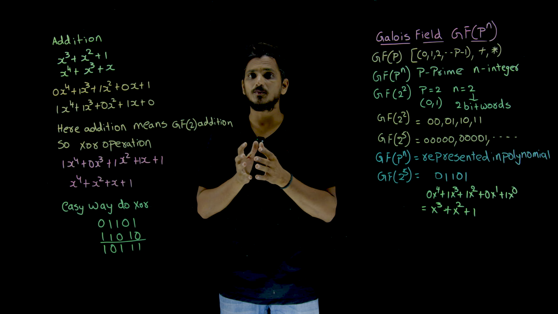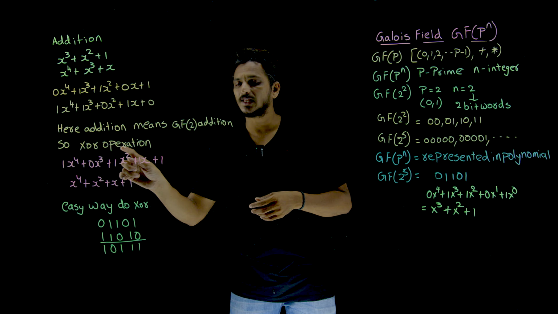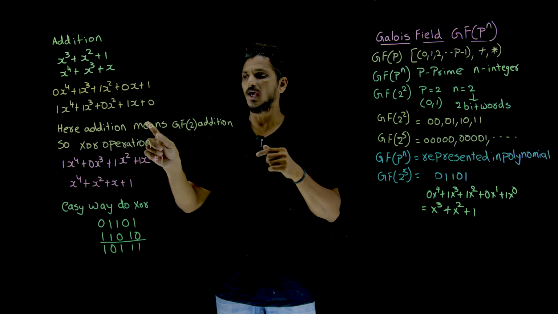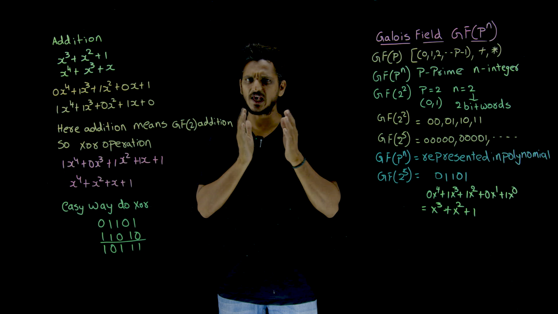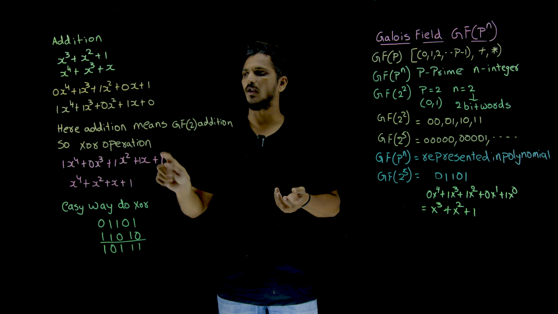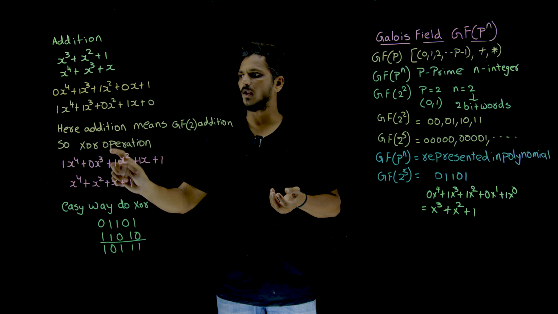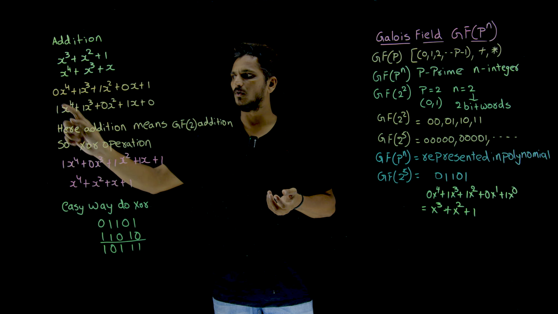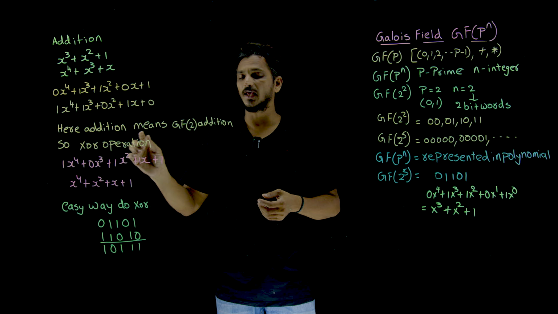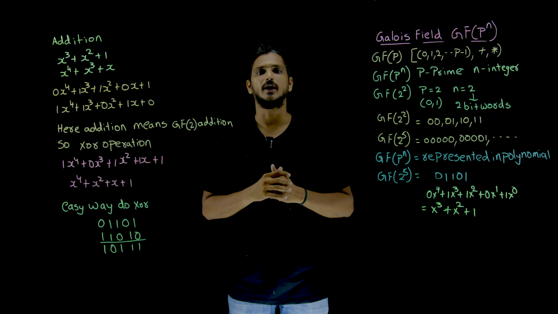And in the short form, GF of 2 addition means you are going to get the XOR operation. These discussions were made in our last class. Instead of doing the mod 2 operation, the same output you are going to get is the XOR operation output. So 1 XOR 0 is 1, 0 XOR 1 is 1, 1 XOR 1 is 0, 0 XOR 1 is 1. So this is the addition operation in GF of 2 power n, and this is the output which you are going to get.